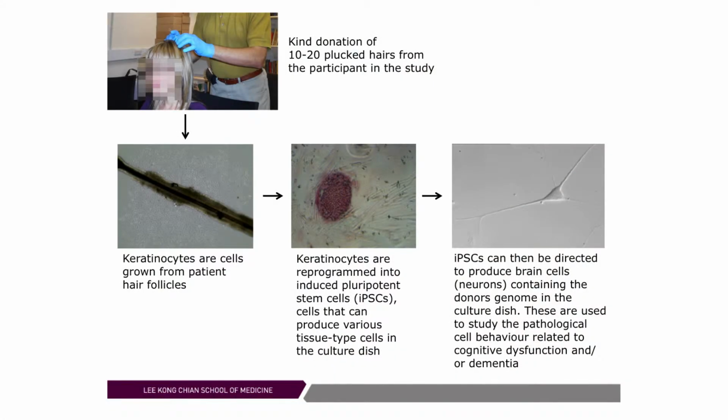So we've used the method of induced pluripotent stem cells that allows us to take from any living person a donated cell that can be grown in a tissue culture and reprogrammed back to the stage similar to embryonic stem cells. It allows us to grow a patient's own brain cells from donated skin, blood, or hair cells.